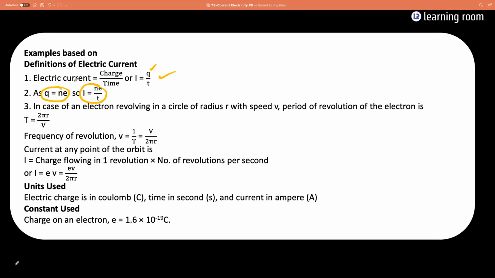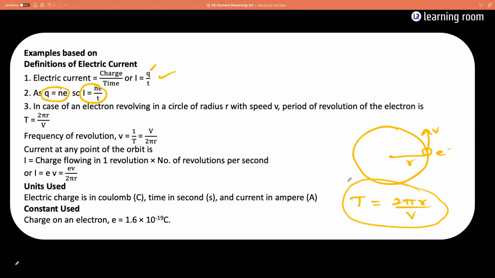Second, if suppose an electron is revolving in a circle of radius R with speed V, then how do you calculate the period of revolution? We calculate the time period as the total distance traveled divided by the speed. That is 2 pi R divided by V. So, what is going to be the frequency of revolution? Frequency of revolution will be V divided by 2 pi R.